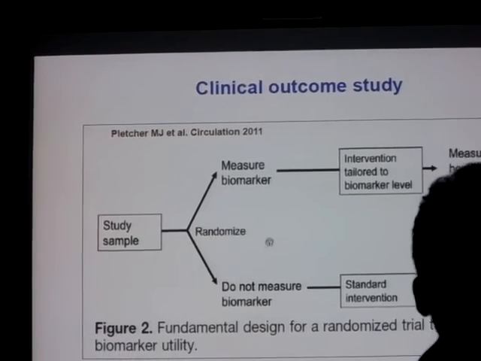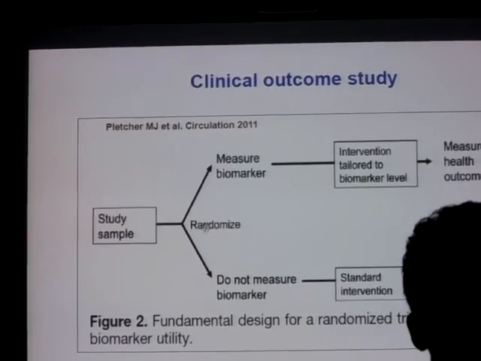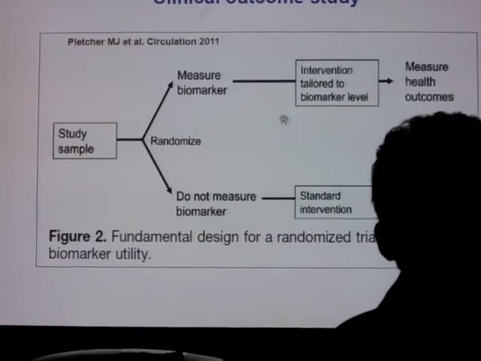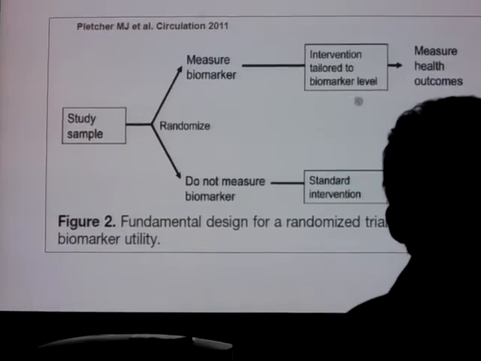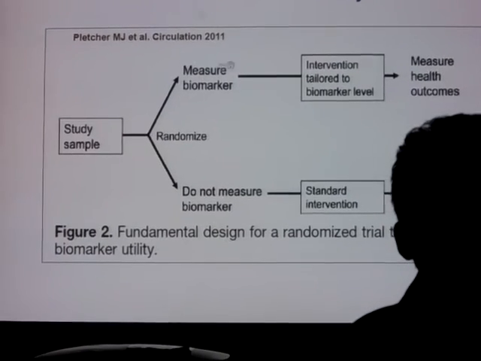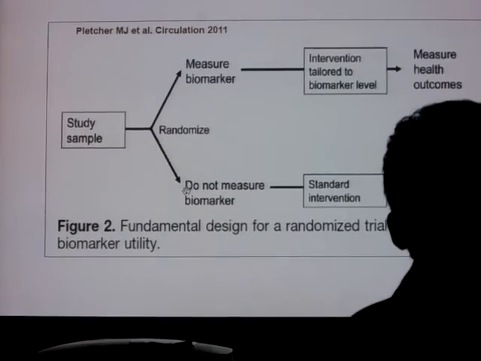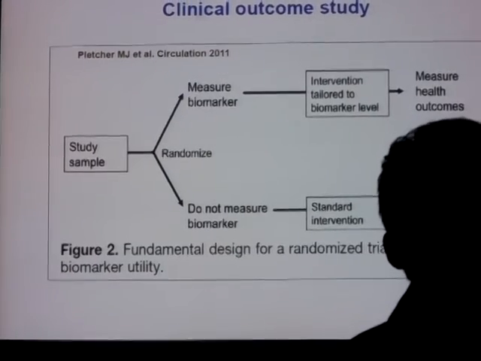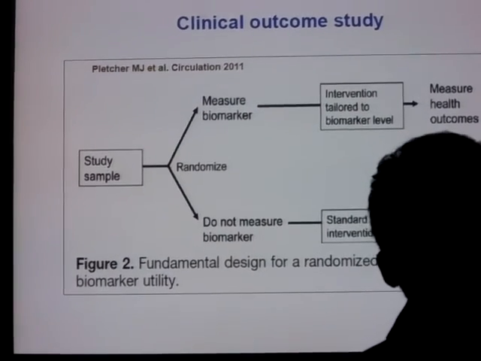So you have a study sample, you randomize patients. In one group, you measure biomarker, you tailor your intervention to the biomarker level, and you measure health outcome. In the other group, you do not measure biomarker, you only apply the guidelines, the standard intervention, and you measure health outcome, and you compare.